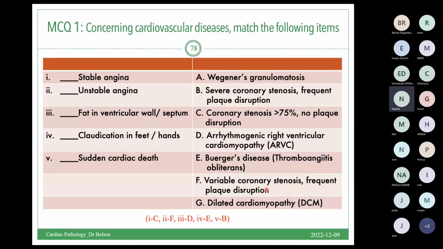Frequent plaque. Sorry, sir. Yes. Unstable angina is with B, severe coronary stenosis. No. Yeah, severe coronary stenosis with plaque disruption. Here, this one goes with sudden cardiac death.